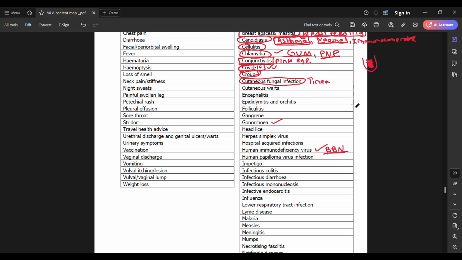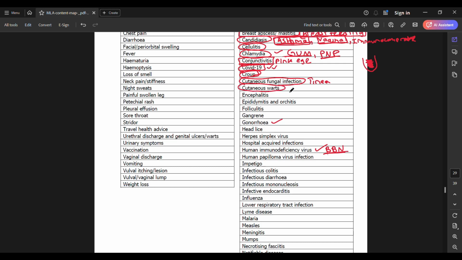Sometimes you might even get an OSCE station where the patient is on the phone with you and you have a picture of the fungal infection with you, okay? And also know what precautions the patient needs to take. The patient should wash their hands. They should avoid touching the lesion. They should avoid sharing towels or clothing with anyone else, okay?